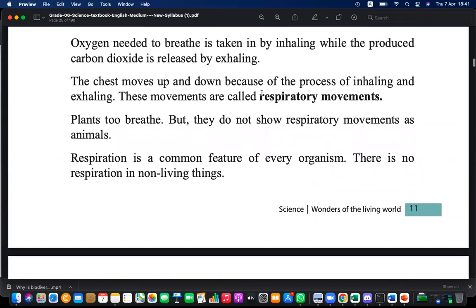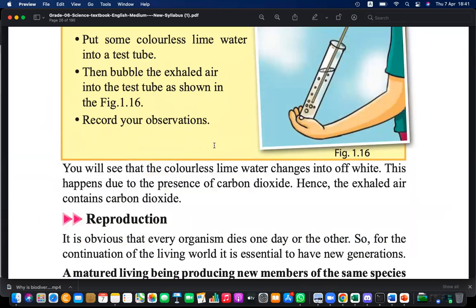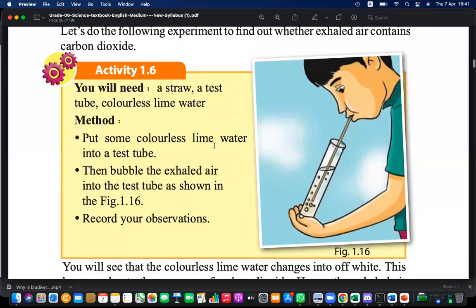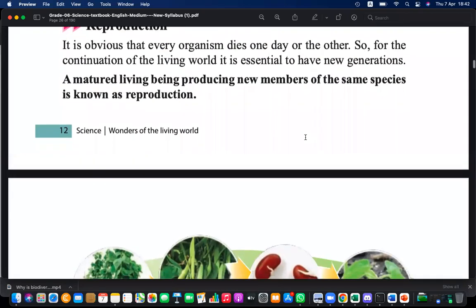These are called respiratory movements, but plants do not show any respiratory movements. We did a small experiment to see whether the exhaled air has carbon dioxide, using lime water. Plain lime water will become milky in color when you exhale continuously. We saw that experiment as a video also.